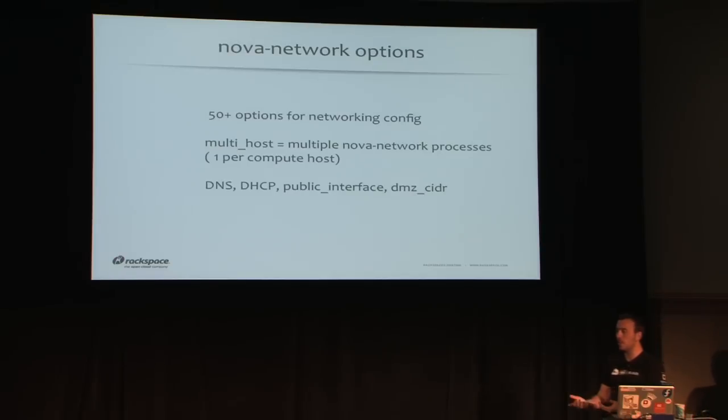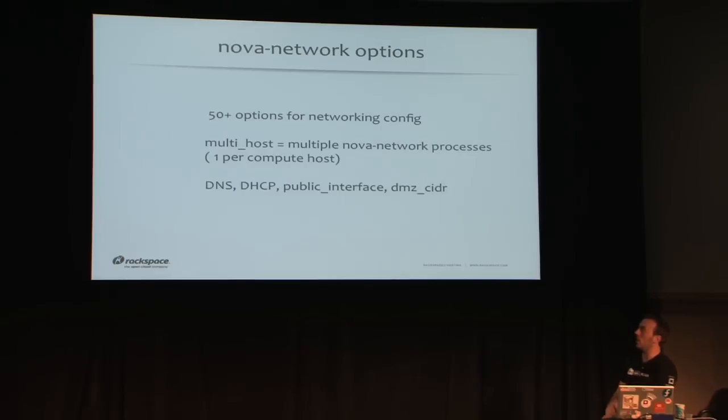We run multi-host everywhere. It's basically a way so you're not having one machine act as your gateway for all your instances. Multi-host is basically what runs Nova Network everywhere. It allows your gateway to be the compute host. Basically, you don't have a single point of failure. Obviously, if that compute host goes down, those instances lose their gateway, but you know the host is down anyways.